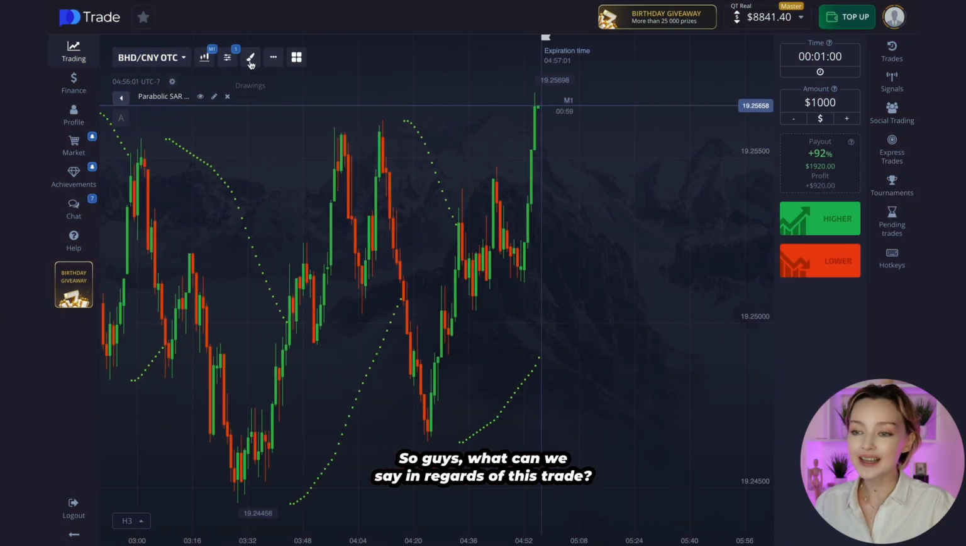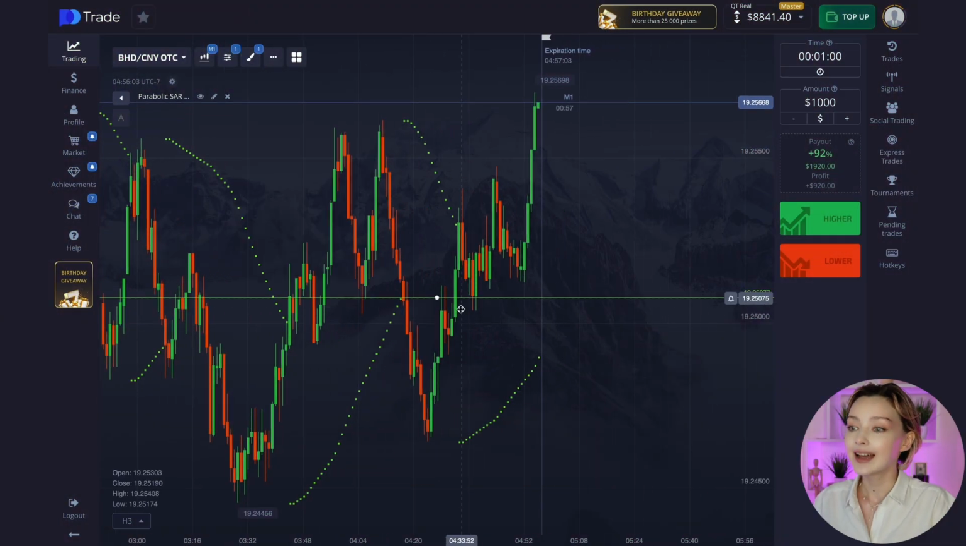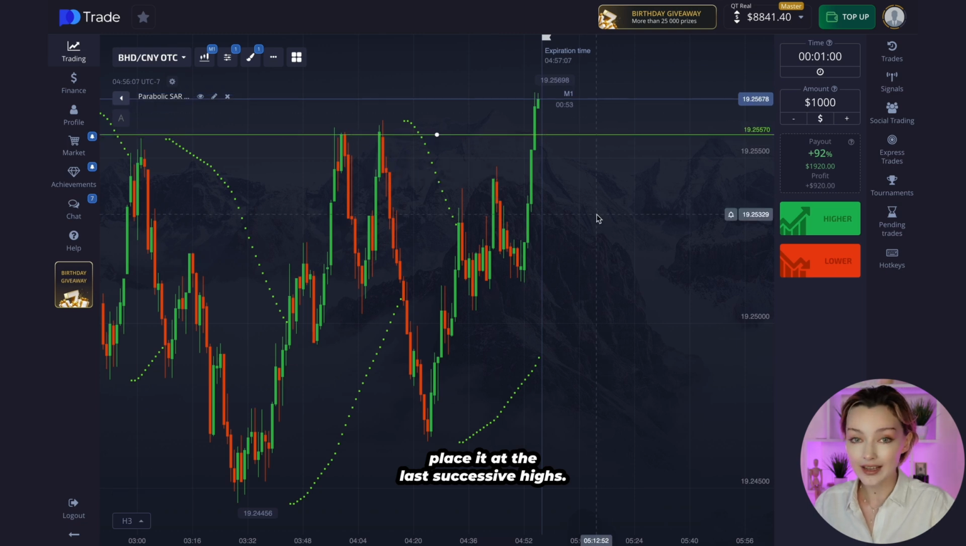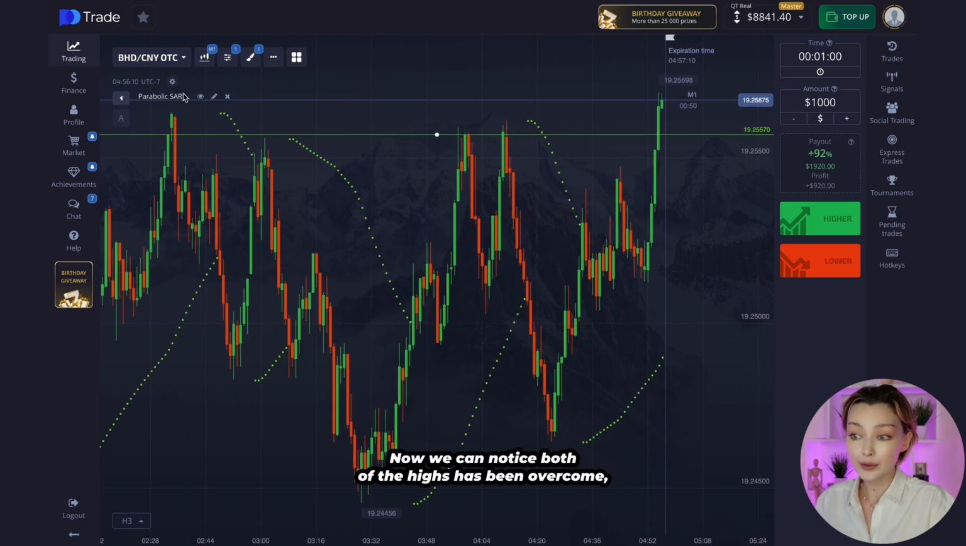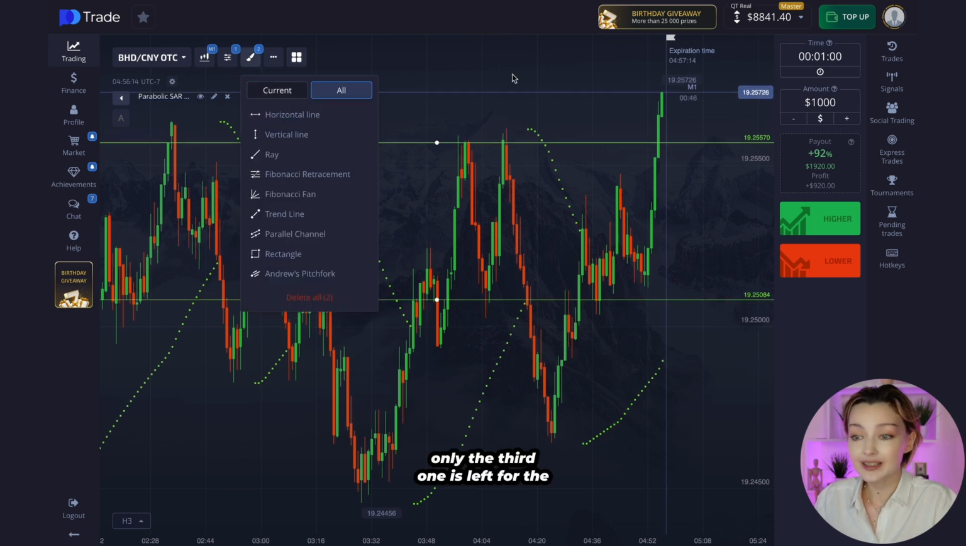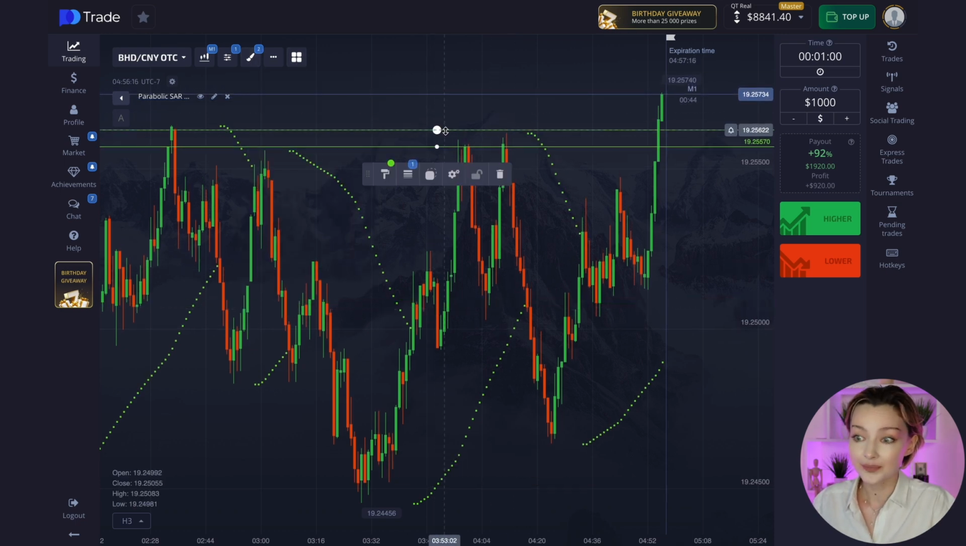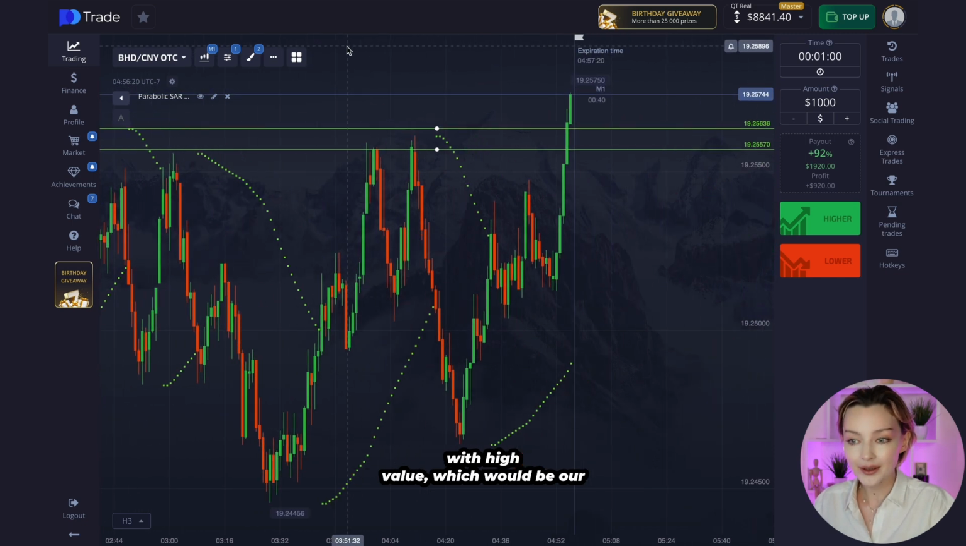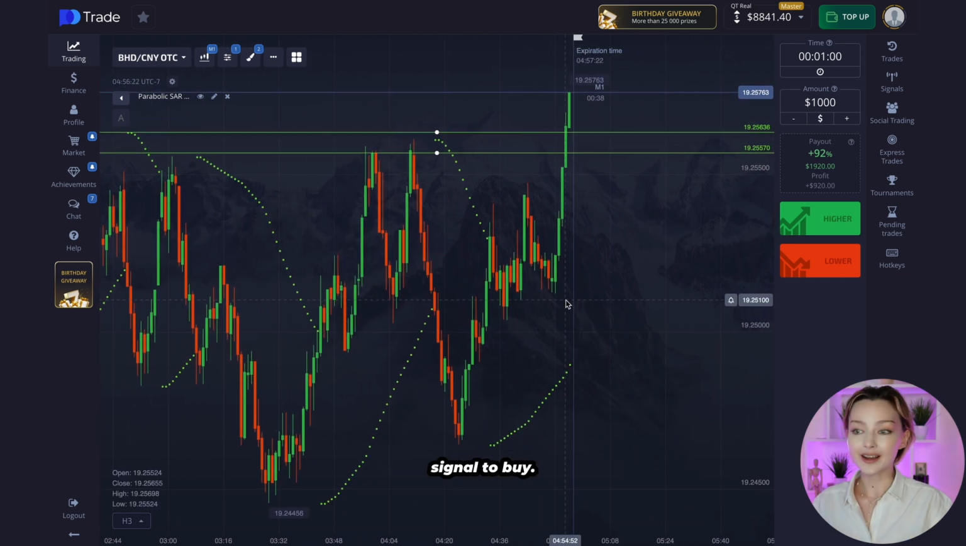So guys, what can we say in regards to this trade? Let's take a horizontal level and place it at the last successive highs. Now we can notice both of the highs have been overcome. Only the third one is left for the price to break through. The chart needs to settle higher above this successive high value, which would be our signal to buy.